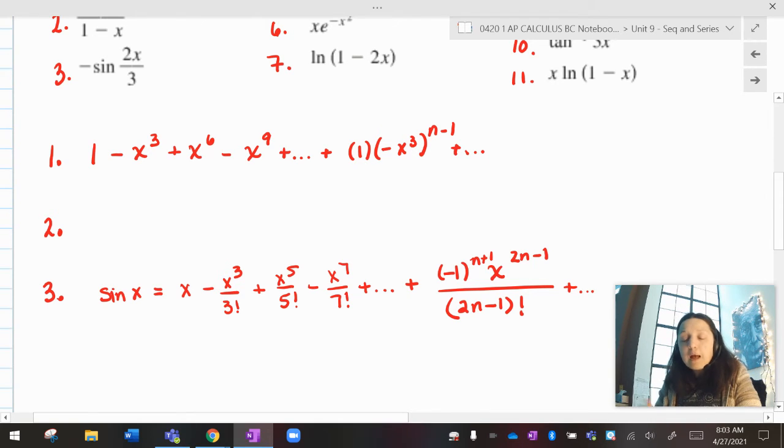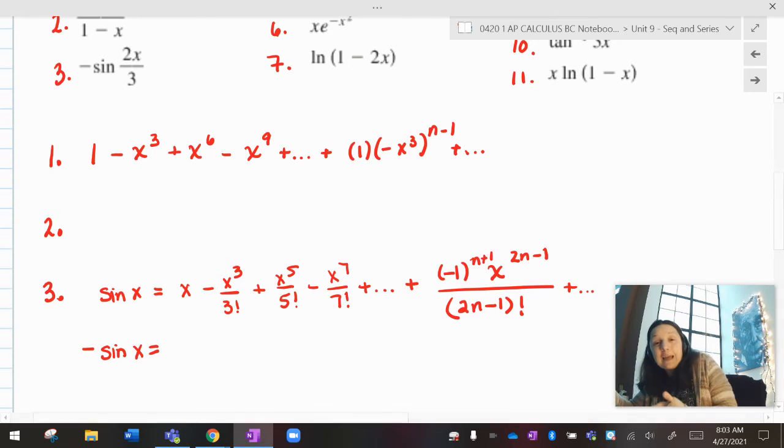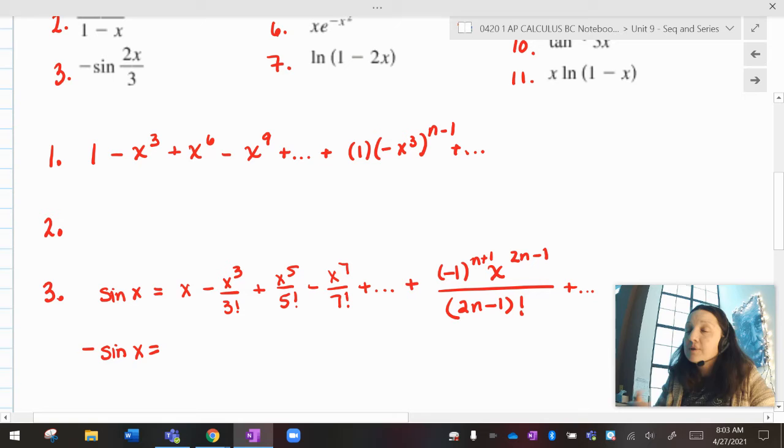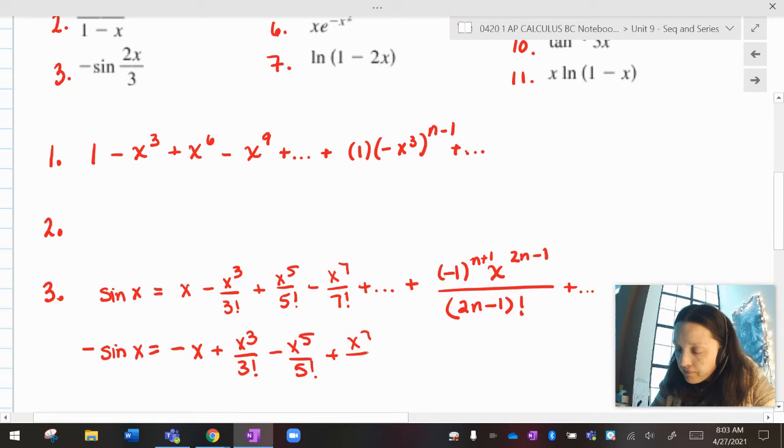All right. Now, this is supposed to be negative sine 2x over 3. Well, what I'm going to do first is just deal with the negative. If this is negative sine x, that means I negated the left-hand side. So now I'm going to negate the right-hand side. And negating is multiplying by negative 1. Multiplication distributes across addition and subtraction. So I'm just going to negate every term. So there I went. I negated every term.